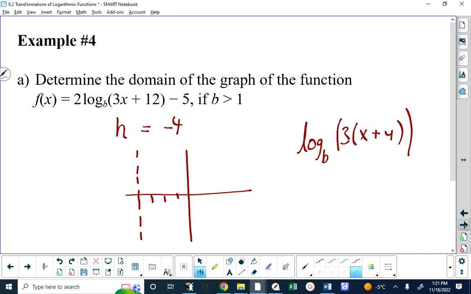Since b is positive, by the way, when I talk about b here, I'm talking about this b, not this b. Just 1 second. Since it's positive, that means the graph still kind of opens to the right. So the domain would be x is greater than negative 4. Go ahead, Kendra.